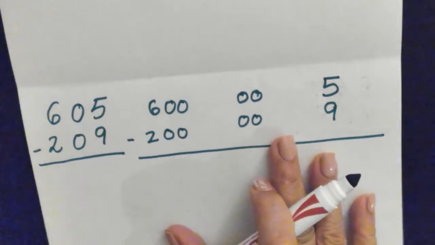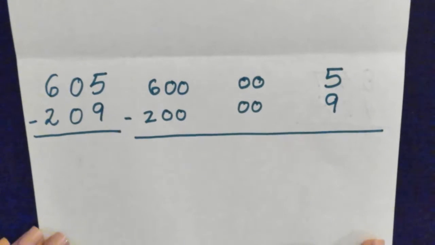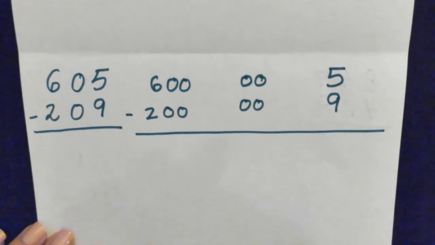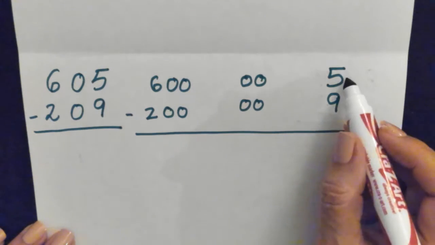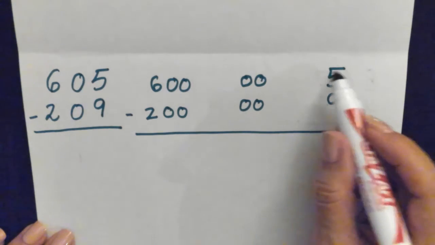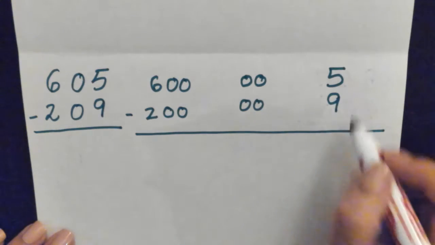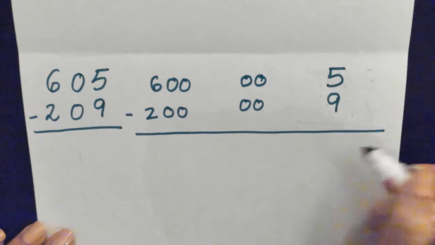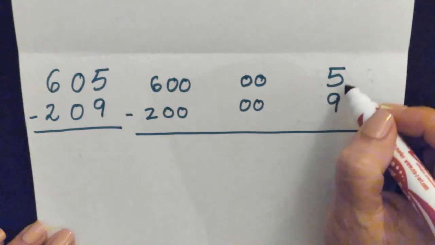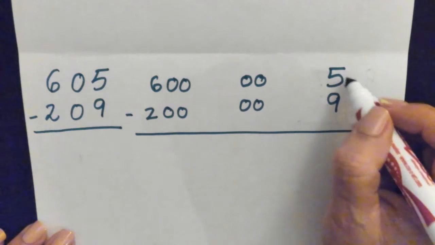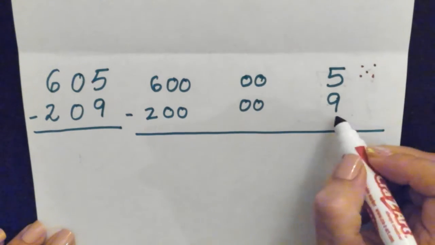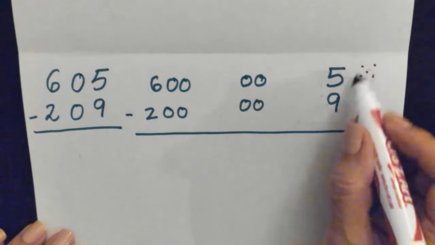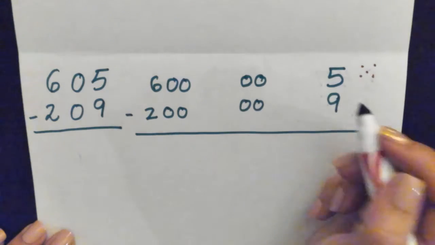Okay, let's try another one. Oh, this is going to be a little more difficult because I have to borrow a lot. Look at here. I need to take 9 from 5. Can I? No. What some kids do, they'll put 4. How do you have 4? Because they think it's 9 take away 5. No. You only have 5 here, and you need to take away 9. You can't. It's only 5. So we have to borrow.